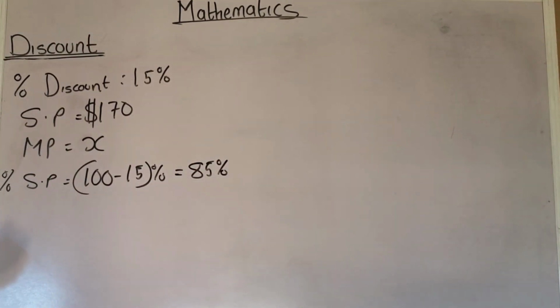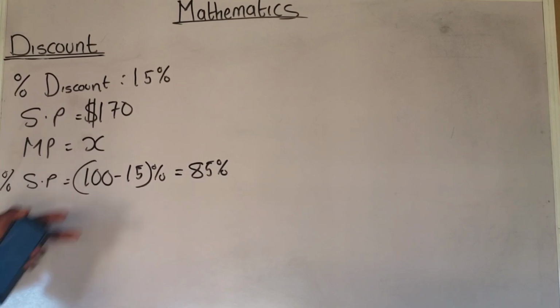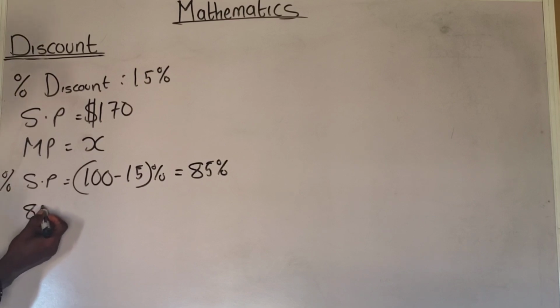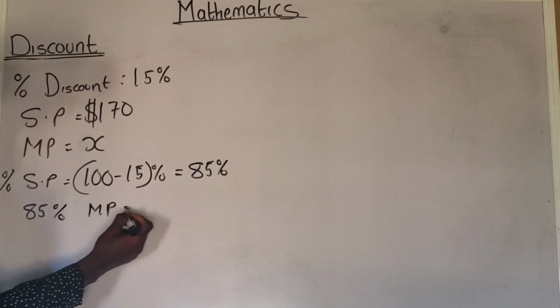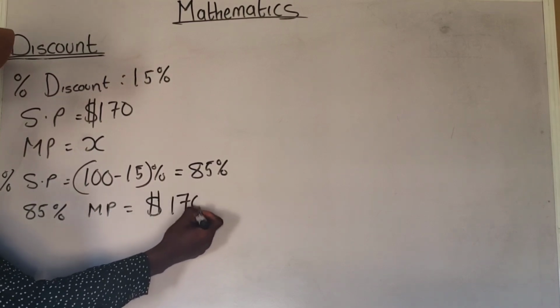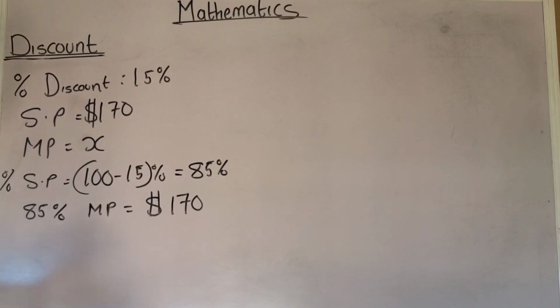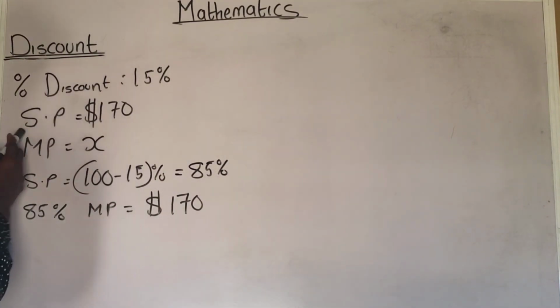Now, you can easily determine the value of X since we know that discount is always expressed as a percentage of the marked price. You understand? So, having obtained a discount of 15%, the buyer is able to purchase the mobile phone at $170. So 85% of the marked price must be equal to what? $170. Because the question says the buyer obtained a discount of 15%. The seller gave a 15% discount, so the selling price is now reduced to this.